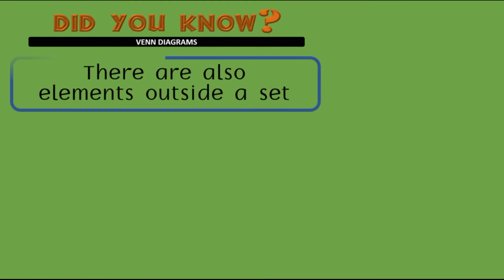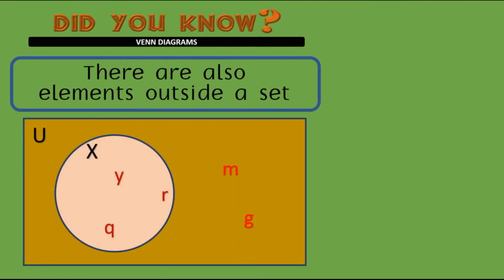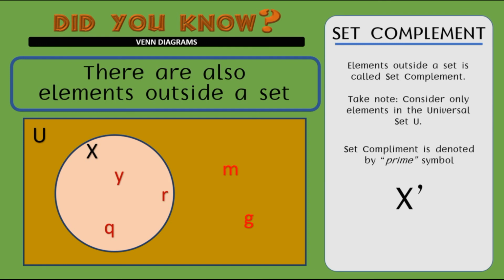Did you know there are also elements outside the set? In this case, elements outside the set is called set complement. Take note, consider only elements in the universal set U. Set complements is denoted by prime. In symbol, X prime. And in this case, X prime is equal to the set that contains M and G. That's because set X contains Q, Y, and R, and elements M and G are outside set X.